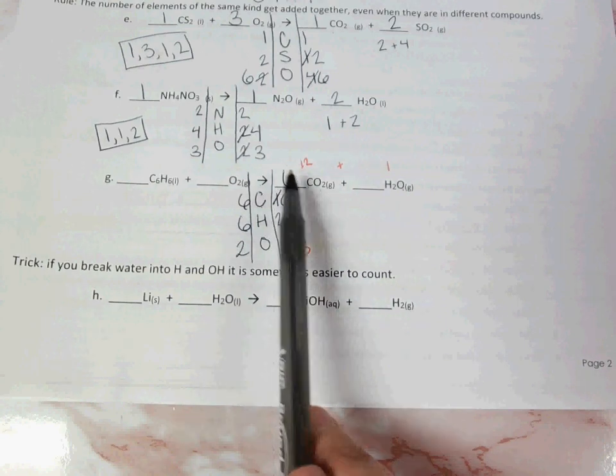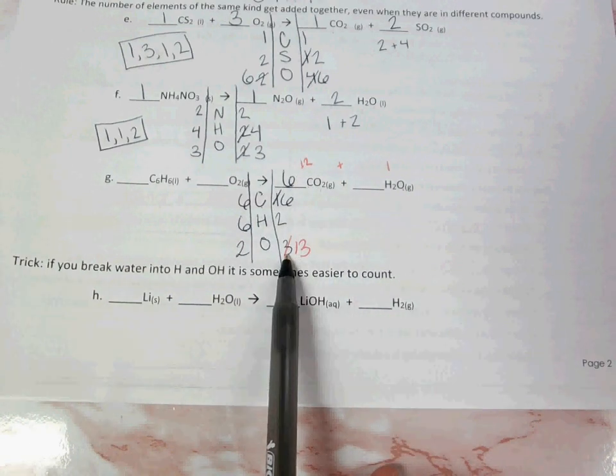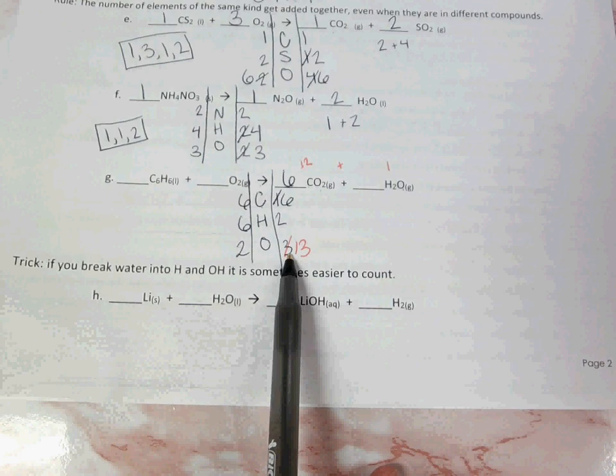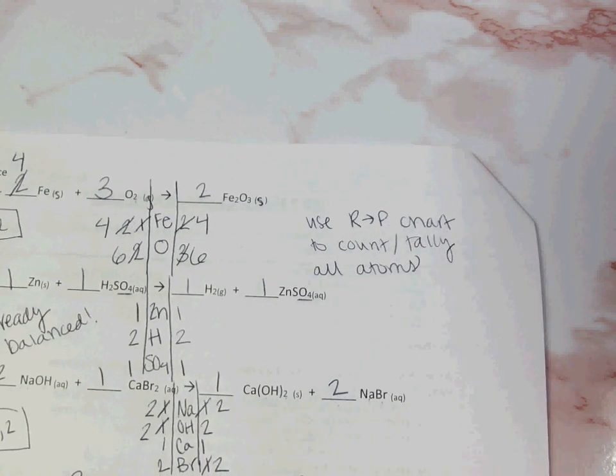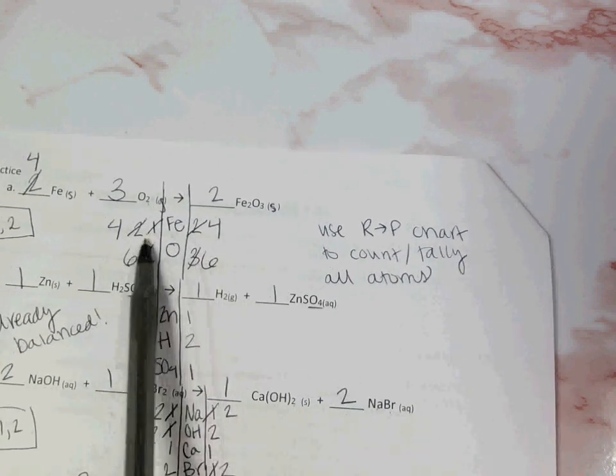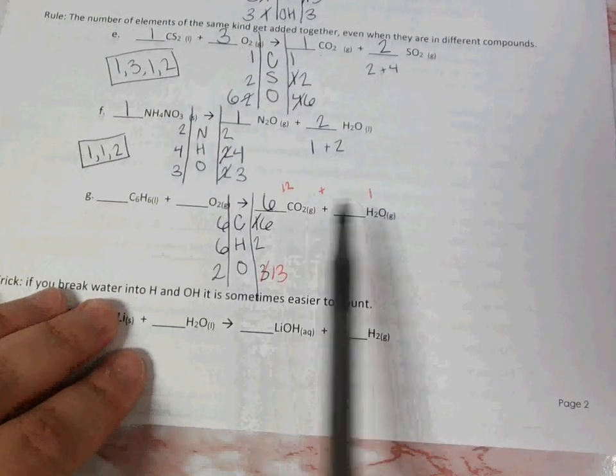If you multiplied your 6 times the original 3, that gives you a different number. So you can't do your math down here. That's why we took the note that you use the RNP count just as a count, or RNP charts to count or tally all of the atoms. So this only changes as a result of what you're doing in your coefficients.